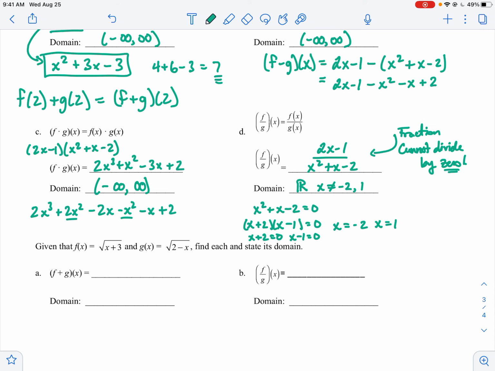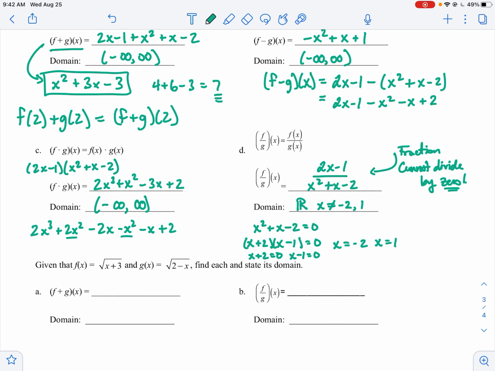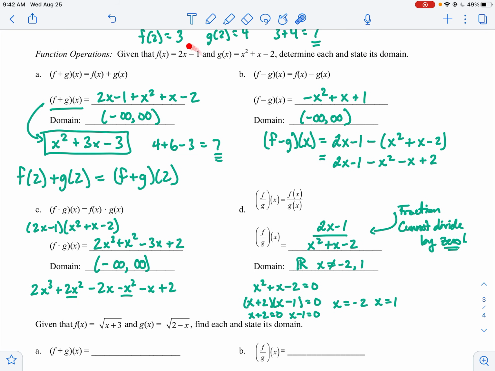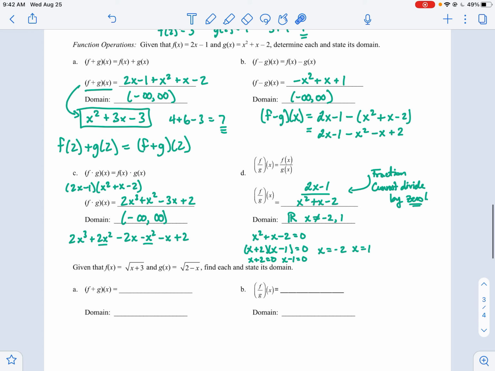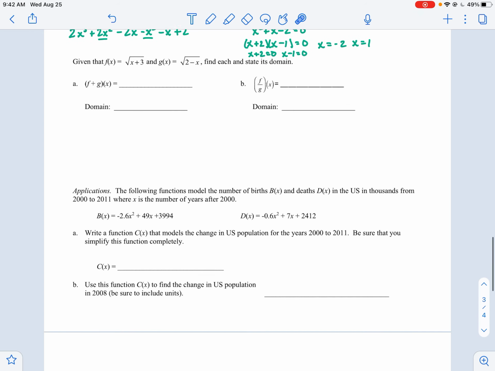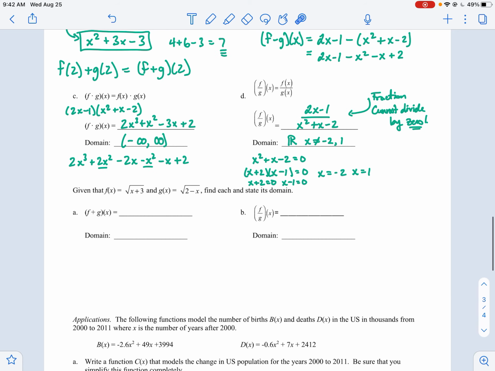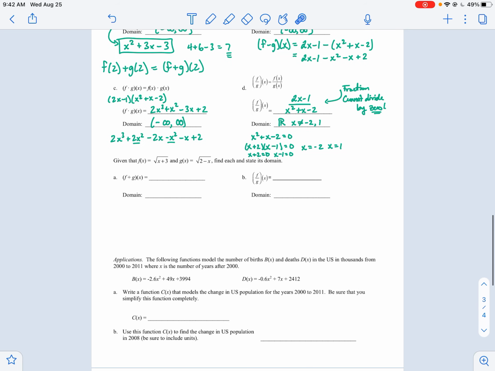So, individually, negative 2 and 1 are totally fine in the functions f and g, right? If I come back up here, I can plug negative 2 into f. I can plug it into g. I can plug 1 into f. I can plug 1 into g. That's not an issue, right? The issue is that now that I've created division, when I put negative 2 and 1 into this denominator, that is going to create 0, which I can't divide by. So when we do division, we've got that extra one.